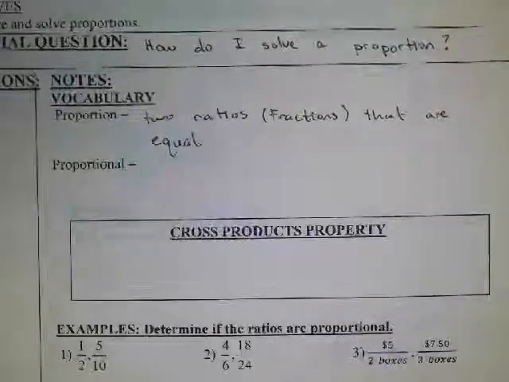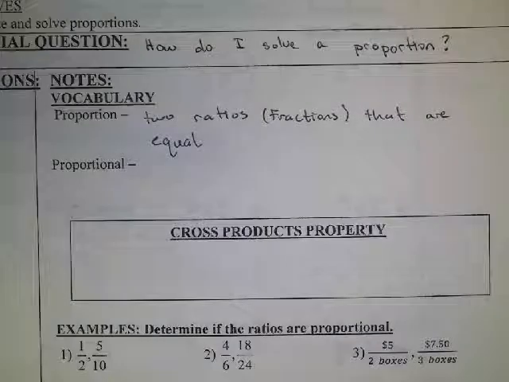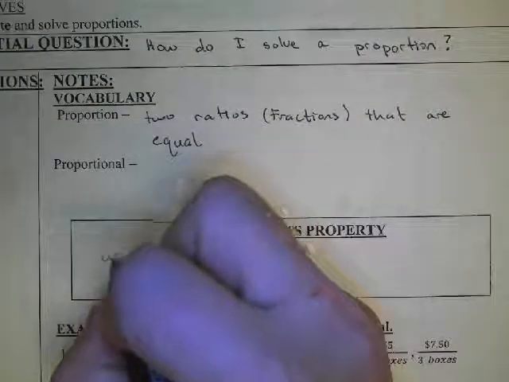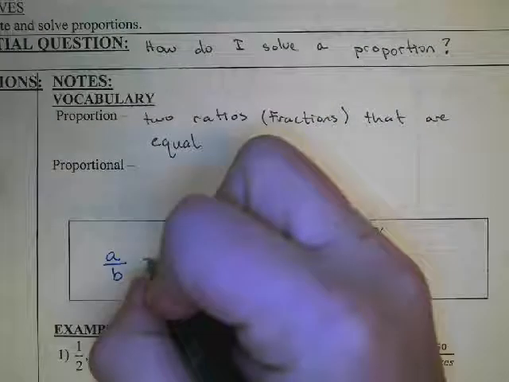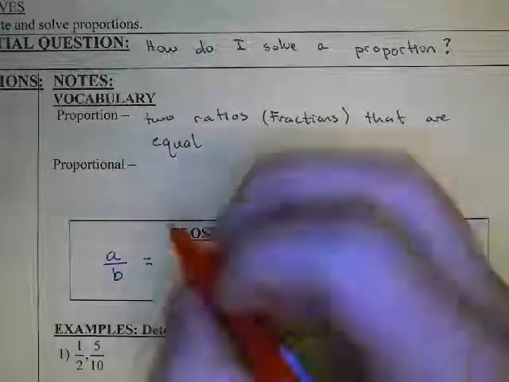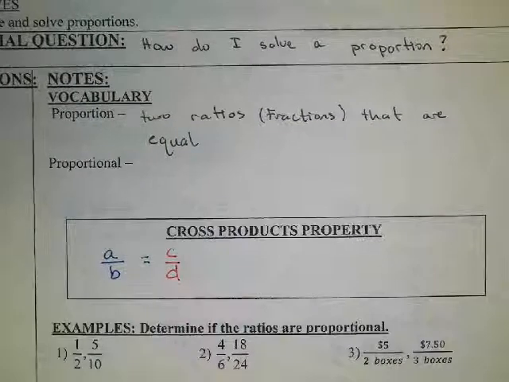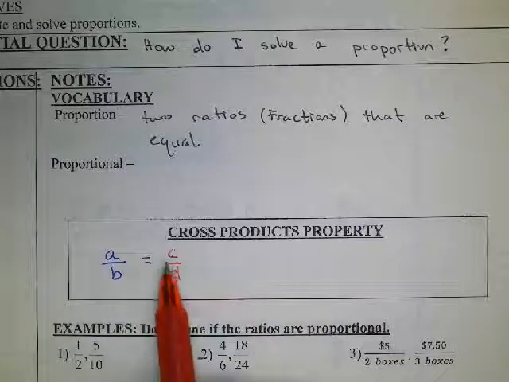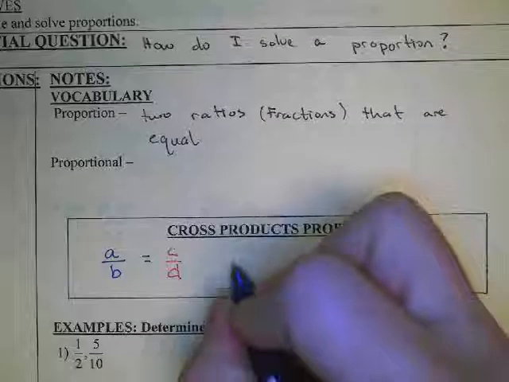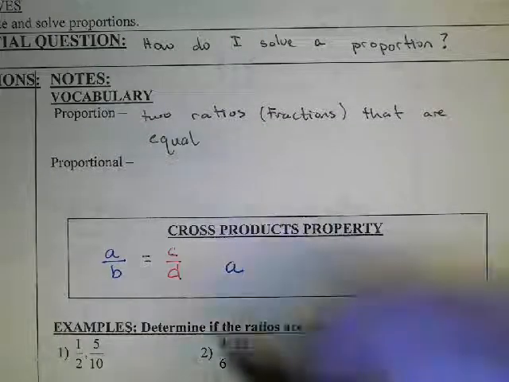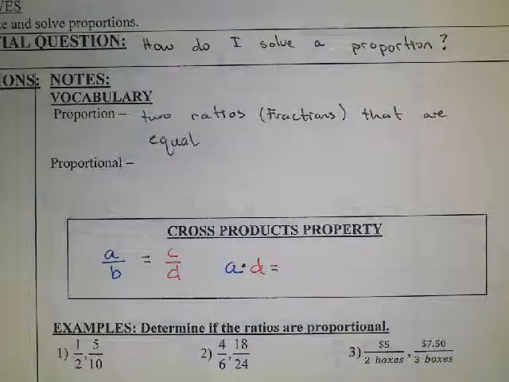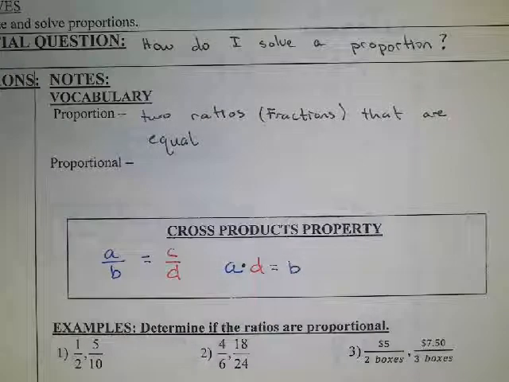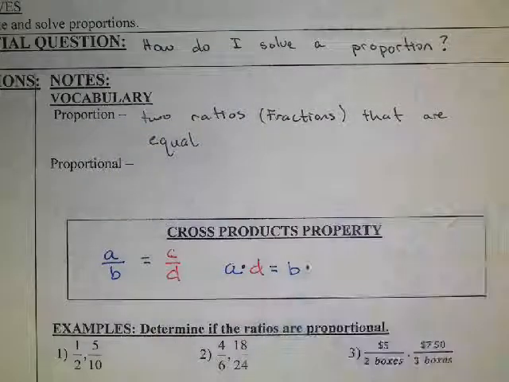The cross products property states that if I have A over B, and that's equal to C over D, then the cross product is kind of like a diagonal multiplication. So what I can say is that A times D is equal to B times C.